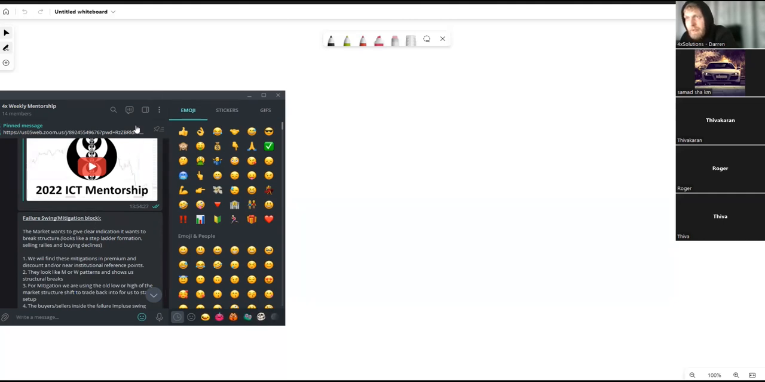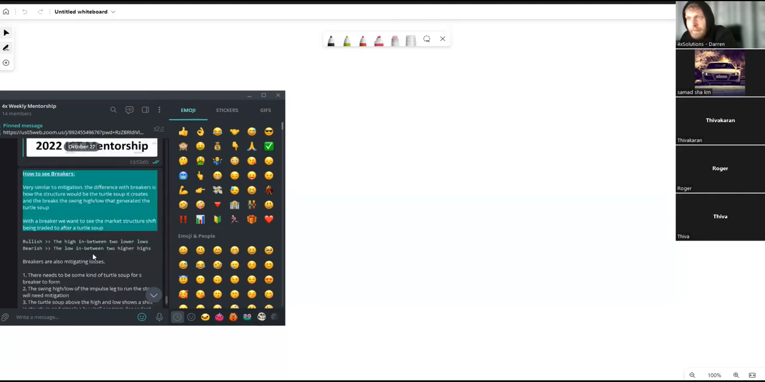Very easy. If we look at a breaker, it's very similar to mitigation, the difference with a breaker is how the structure would be the turtle soup. And that breaks the swing high or low that generated the turtle soup. So obviously with a breaker, it's very important that there is some kind of liquidity that needs to be taken. That's the main difference with a breaker.